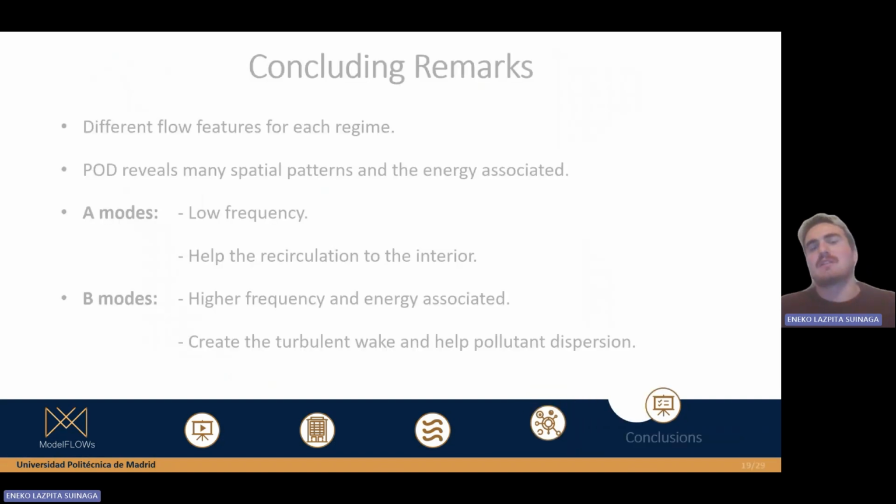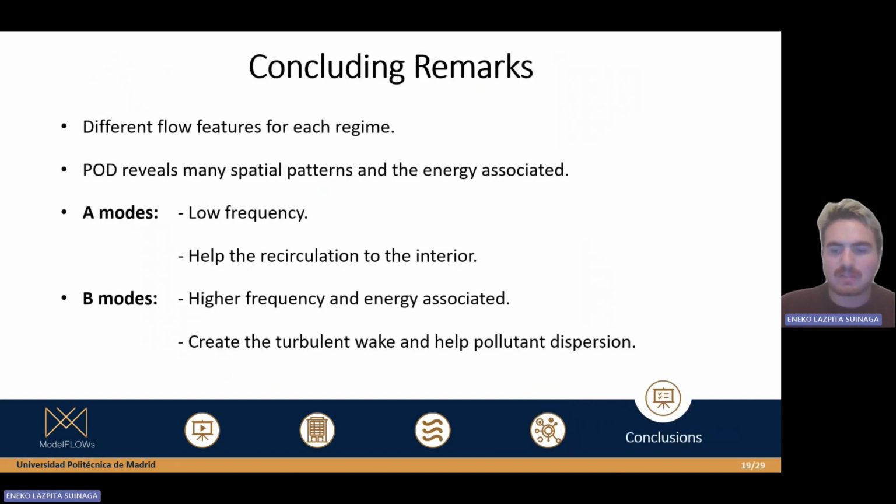And these have been the most relevant results of our study. And as concluding remarks, to repeat again, we have different flow features for each regime, but this is the summarized analysis of it. If you want to know more, you can go to the papers.